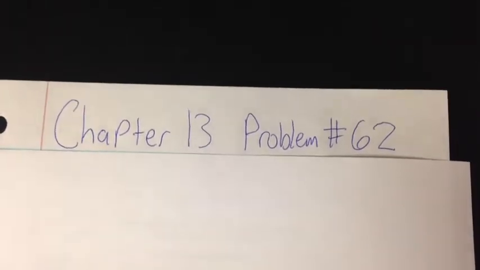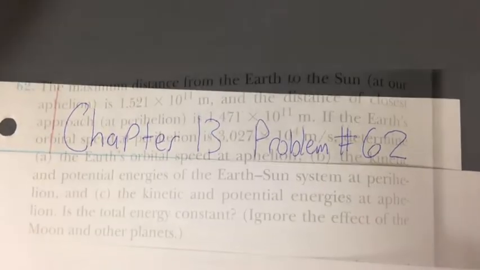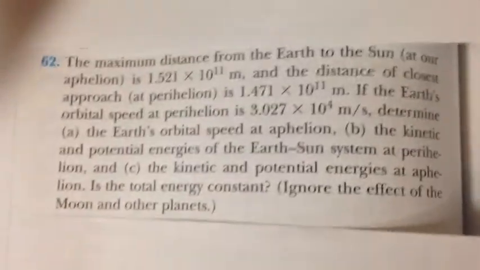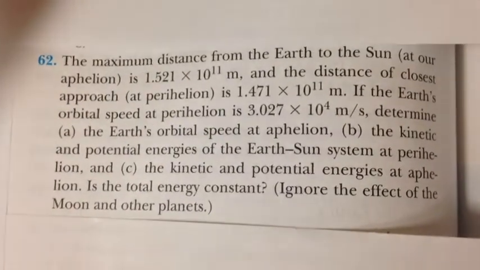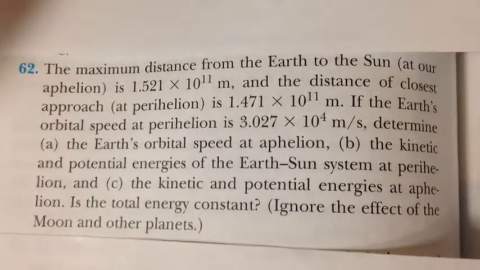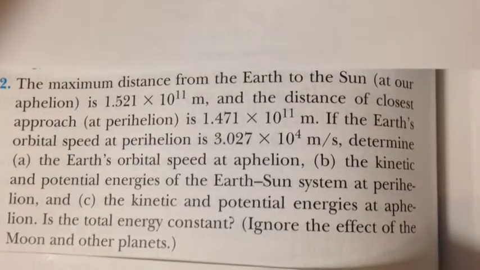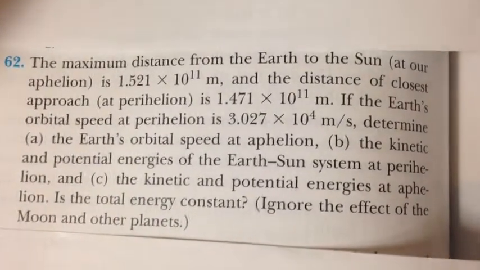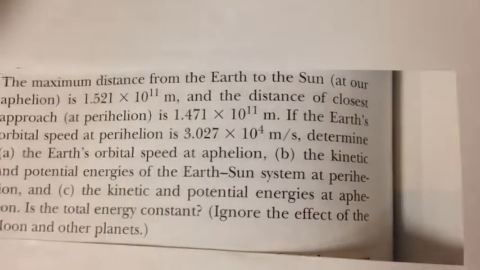Chapter 13, problem number 62. The maximum distance from the Earth to the Sun at our aphelion is 1.521 times 10 to the 11th meters, and the distance of closest approach at perihelion is 1.471 times 10 to the 11th meters.